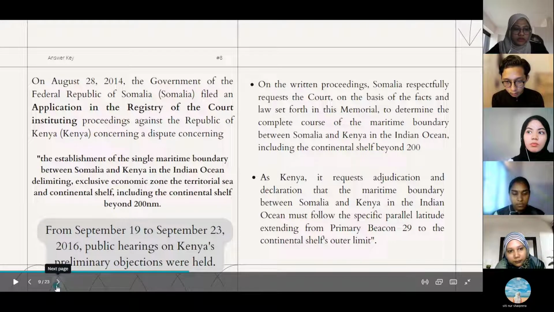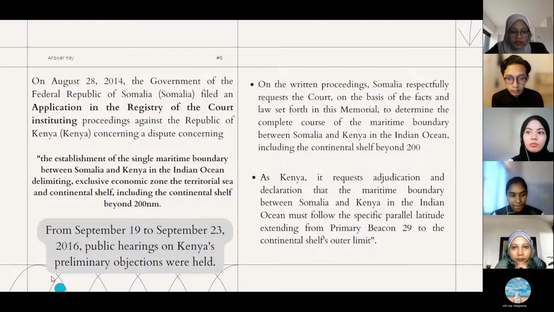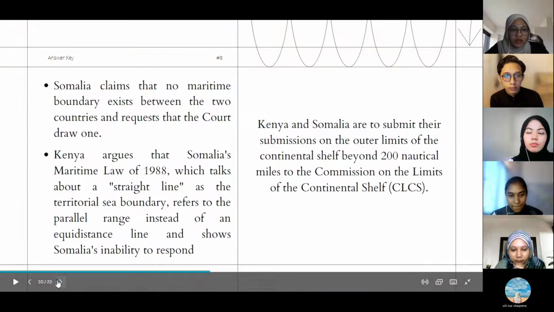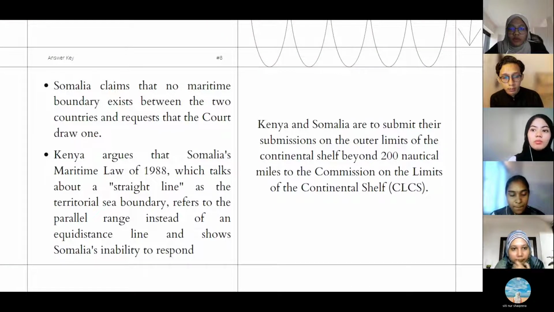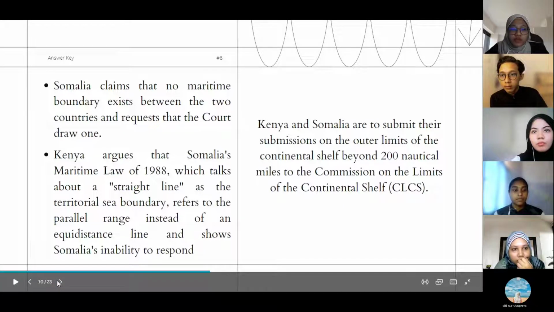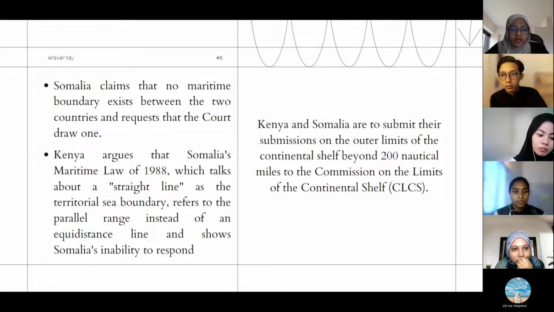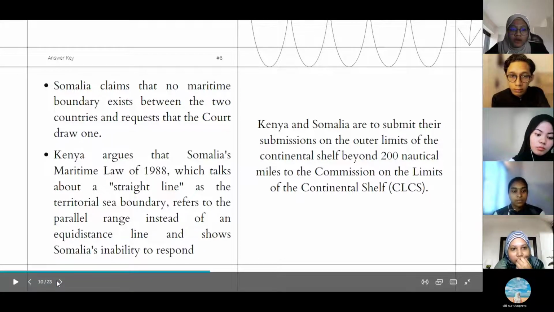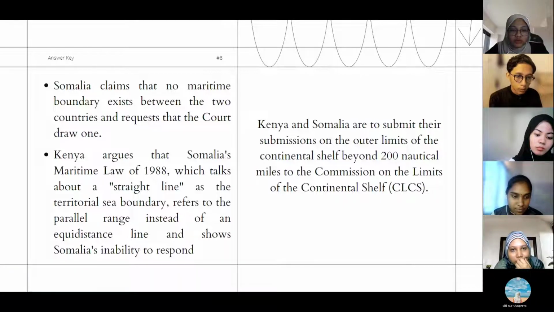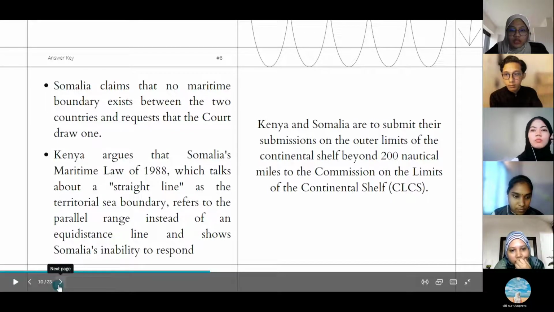As for Kenya, it requests adjudication and declaration that the maritime boundary between Somalia and Kenya in the Indian Ocean must follow the specific parallel of latitude extending from the primary beacon to the continental shelf outer limit. Somalia claims that no maritime boundary exists between the two countries and requests that the court draw one. Kenya argues that Somalia's Maritime Law of 1988, which talks about a straight line as the territorial sea boundary, refers to the parallel of latitude instead of an equidistant line, and shows Somalia's inability to respond.